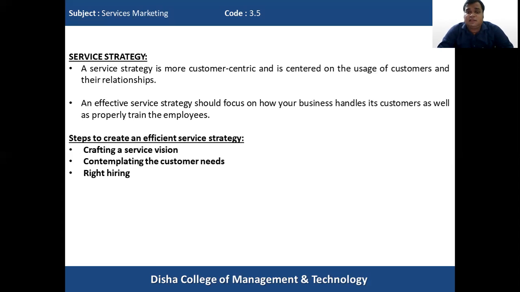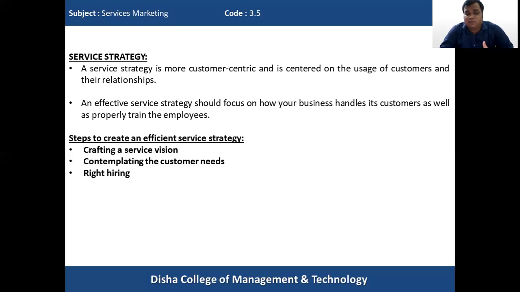If we have right hiring, then only we can train these employees, and we can make them much more customer centric, much more service oriented, and we can train them to provide the best service to the customer. So while making an efficient service strategy, it is also important to look at the right hiring, because if we have the right kind of people in the organization, who are the face of the organization, who deliver the service to the customers as per their needs and requirements, and the customers' expectations are met, the customer is satisfied, then only they will be interested to come for repeat purchases. So right hiring is one of the things that should be kept in mind while making an efficient service strategy.